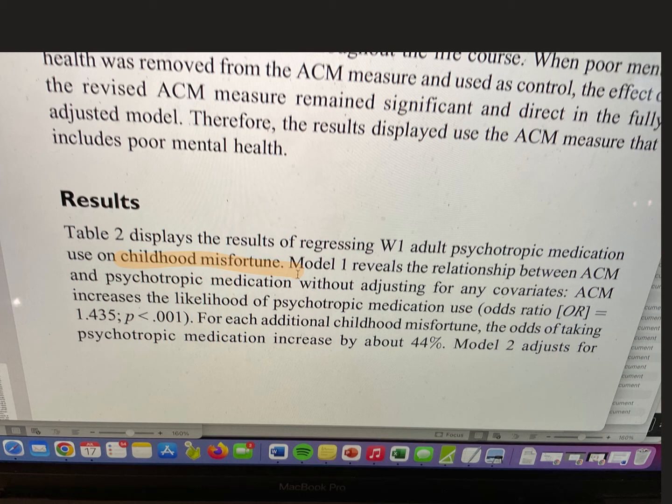And sorry, there's a big old ambulance sound back there in the background. And as you can see here, it says misfortune increases the likelihood of medication use. So you would think that would be all you would need to say, but you also need to include this little guy right here. And that is the p-value I was talking about.